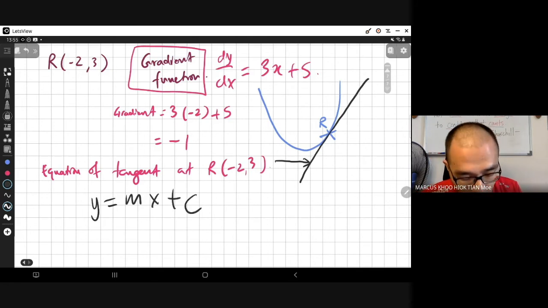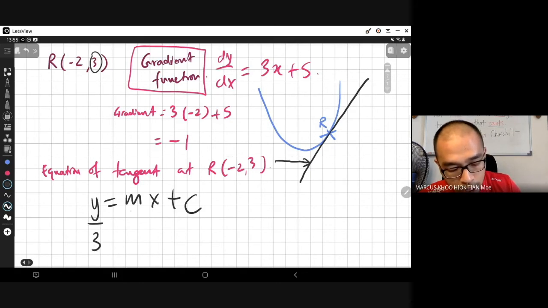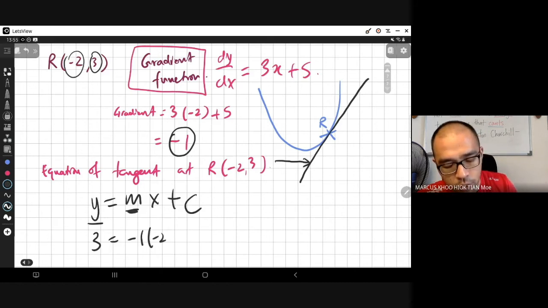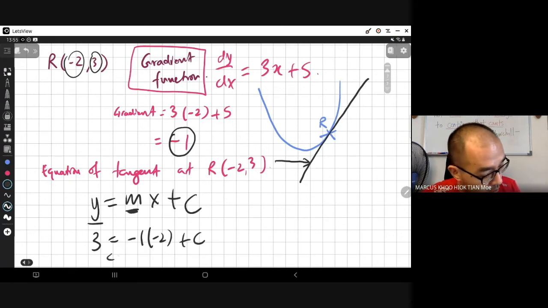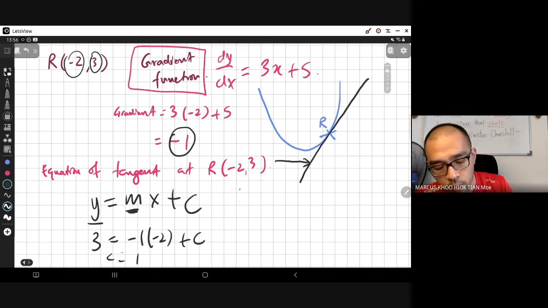Do we have the y? Yes, we do, 3. Do we have the gradient? We just counted it, -1. Do we have the x? Yes, we do, -2. Can we count the c? Of course you can. So the c will be equal to 1. So the equation of tangent will be y equals -1x plus 1.